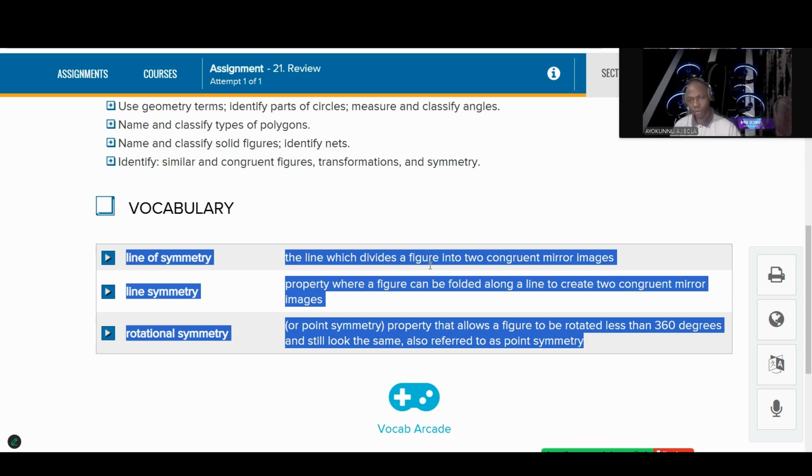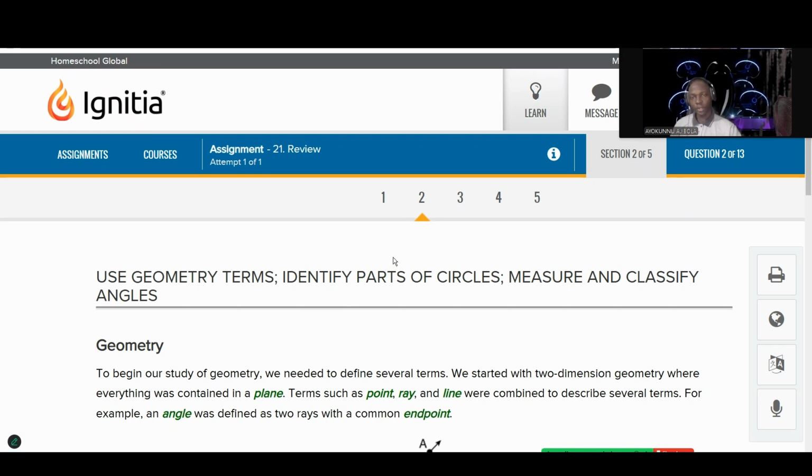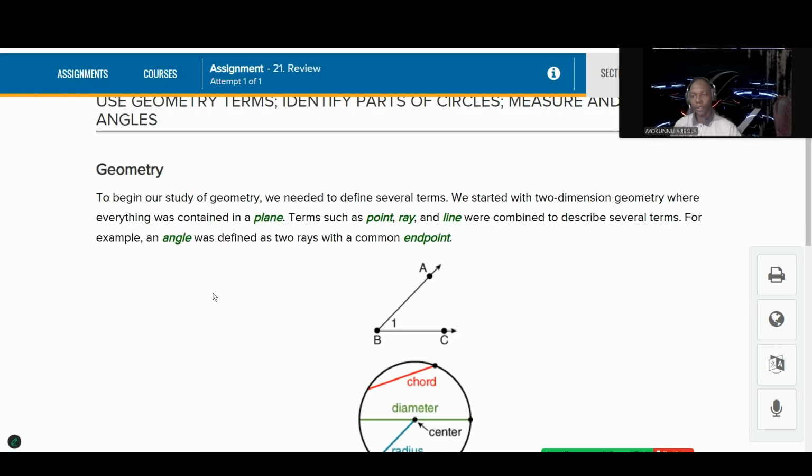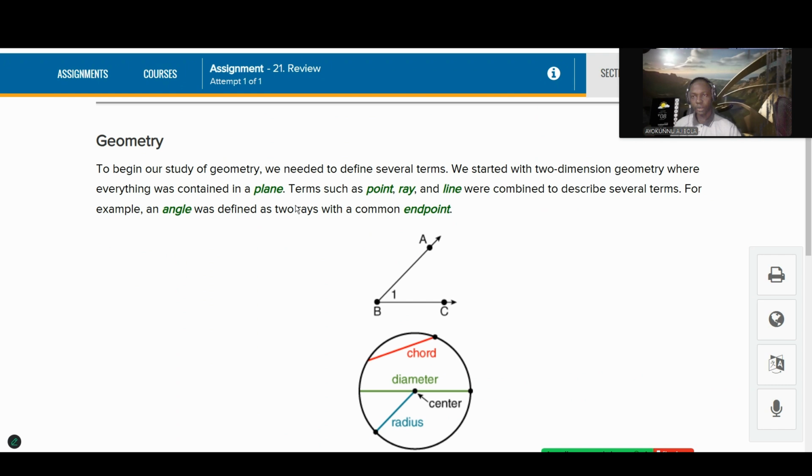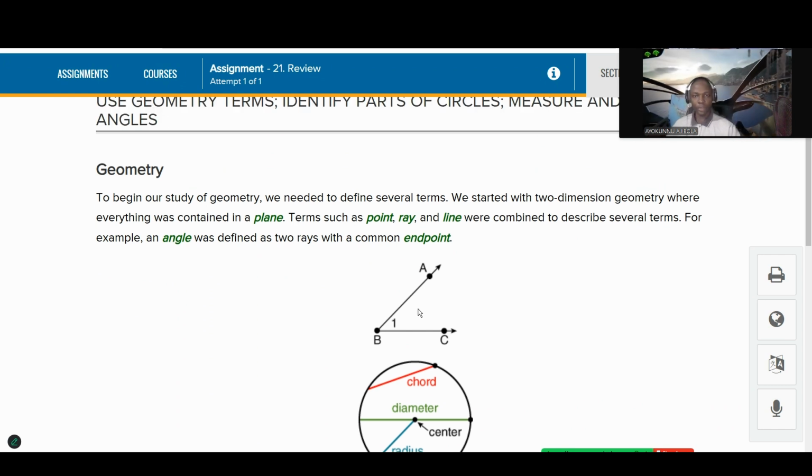That's rotational symmetry. Okay, let's go to the next section and see what we've got there. Here we're talking about a circle, and we know that we have rays and we have lines. If there's one direction on the line segment, it's a ray. If it has no direction at all, no arrow direction, then it's just a line segment. And if it has two point directions, that is a full line, just a line.